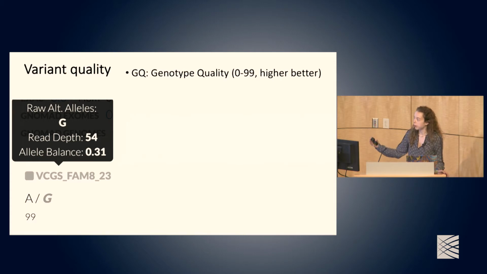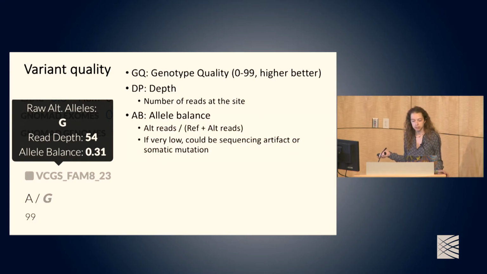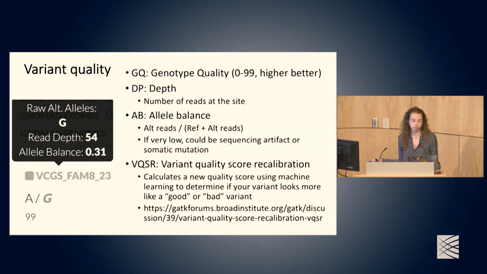I just think of higher being better. The next factor is the depth, which is just the number of reads that cover the site, which you see here, 54. The next is the allele balance, which is how many reads cover your variant versus how many map to the reference, so that you can get a sense. In general, for a heterozygous variant, about 50% of your reads capture the variant, about 50% capture the reference. We see a little bit of a skew against the variant, but in general, it should be close to 50%. This one's 31%, seems reasonable-ish, a little bit low. If it's very low, you worry more about a sequencing artifact or a somatic mutation.